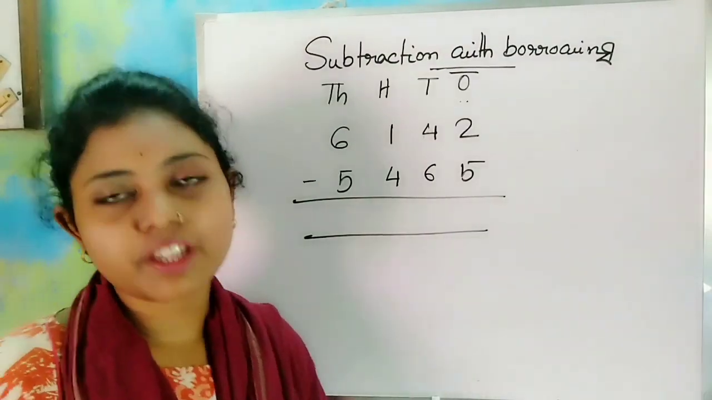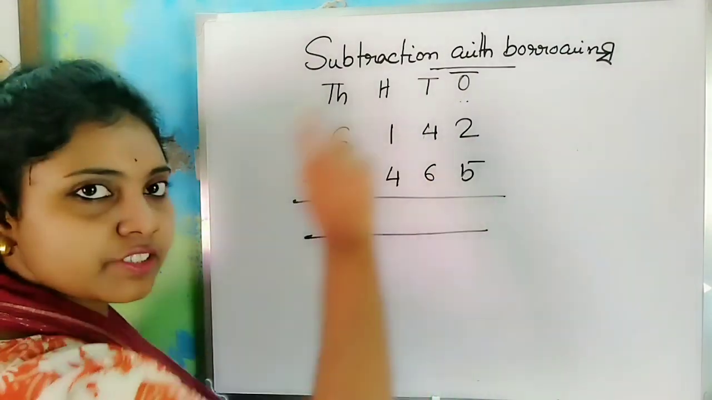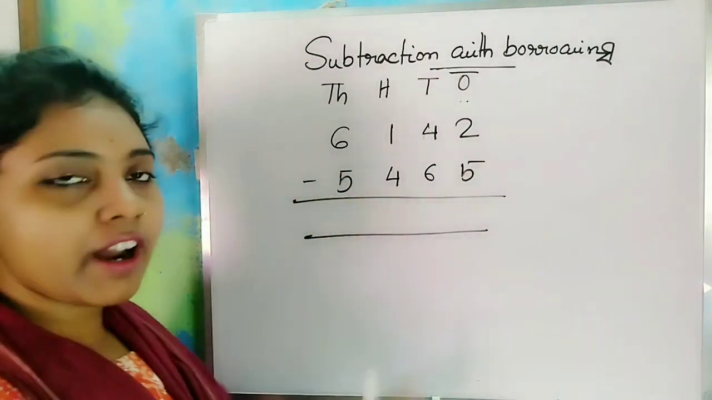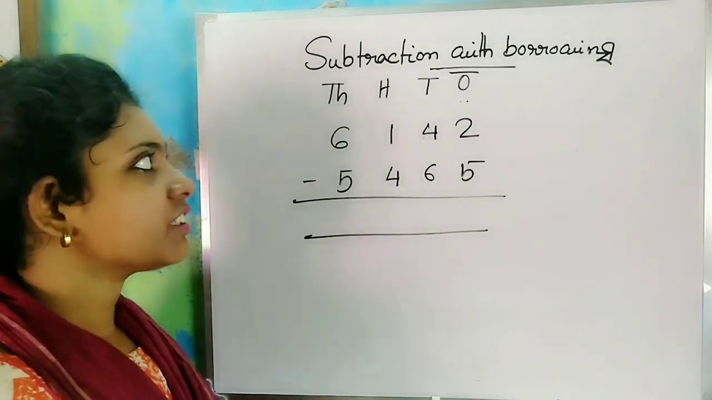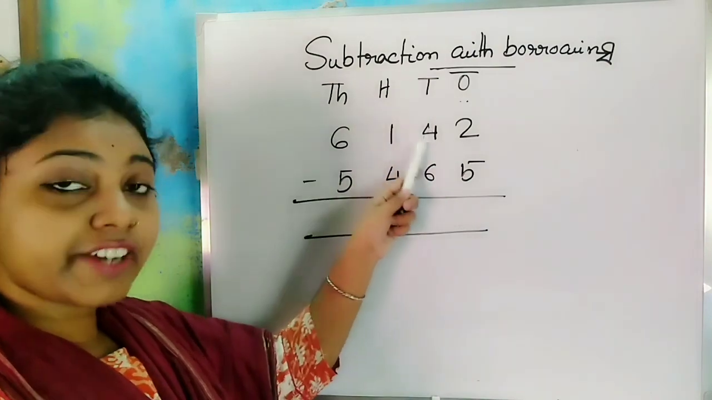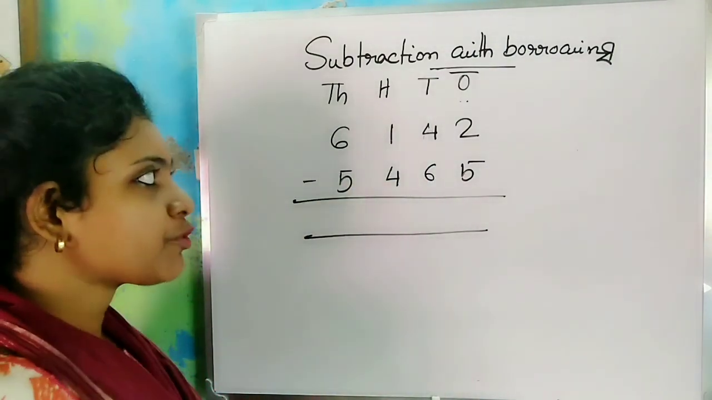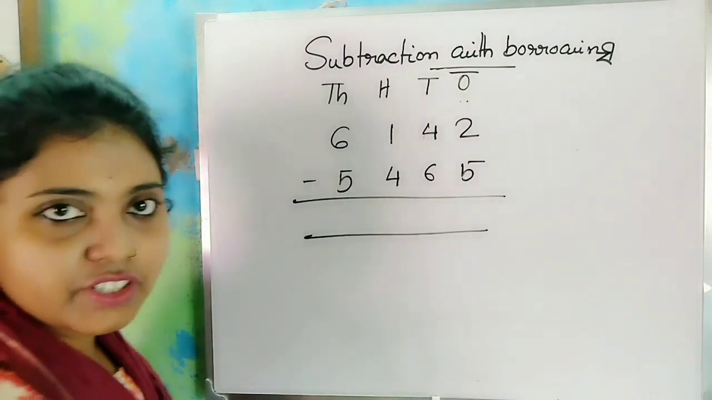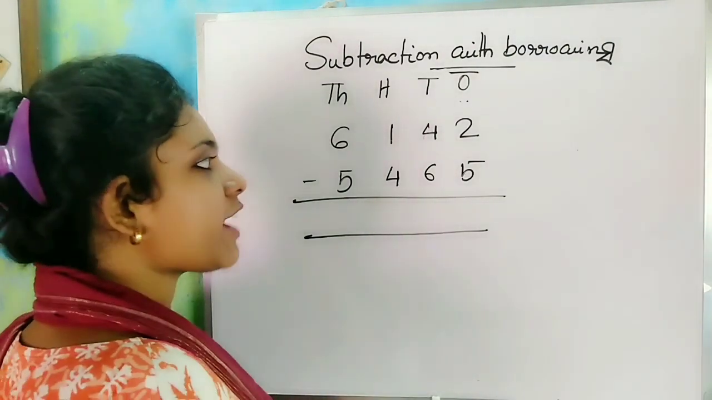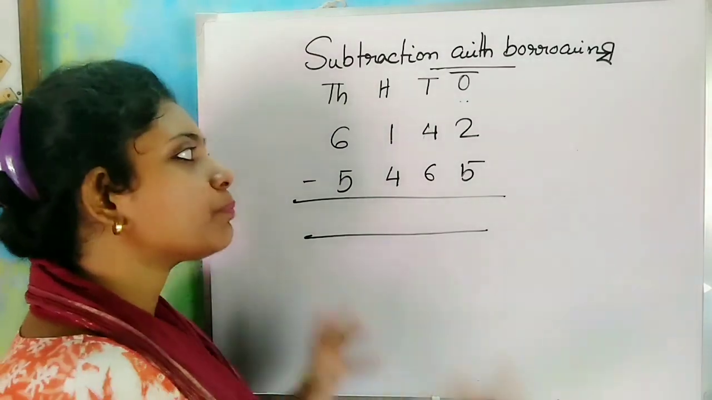Now see the next subtraction. We have to subtract 5465 from 6142. So this is the subtraction with borrowing from tens, hundreds and thousands place. So see, at first we have to subtract the ones place digits. That is, we have to subtract 5 from 2. So for this subtraction we have to borrow 10.